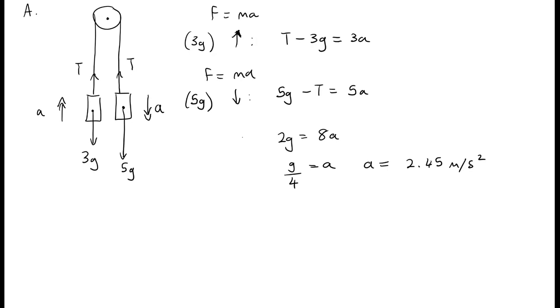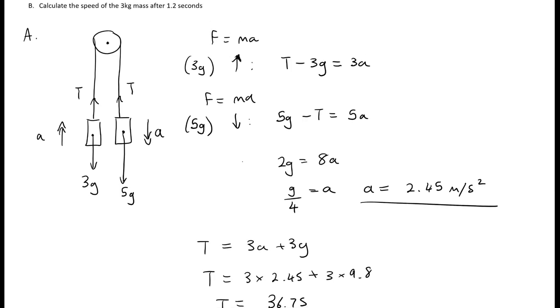As with any simultaneous equations, as we have one of the variables, we can easily find the other. So we'll take the top equation, this one, and T is equal to 3a plus 3g. So T is equal to 3 times 2.45 plus 3 times 9.8. T is 36.75.